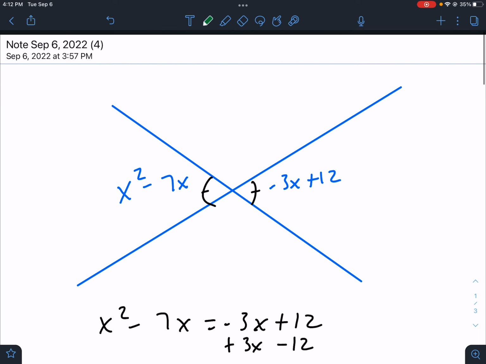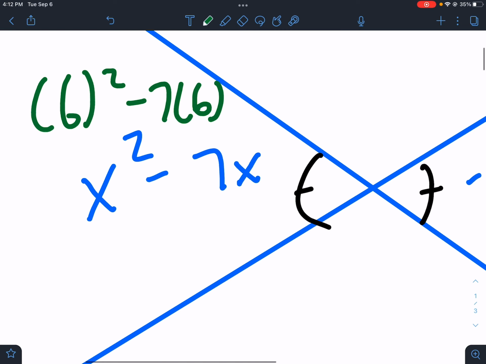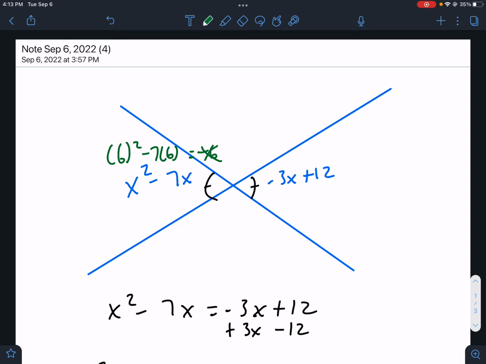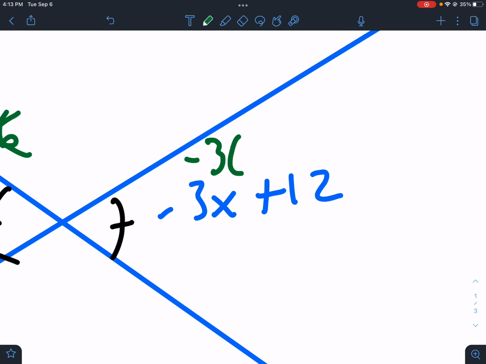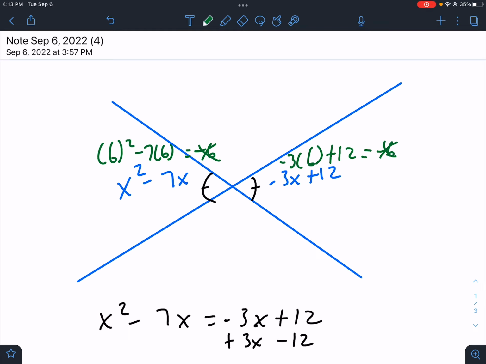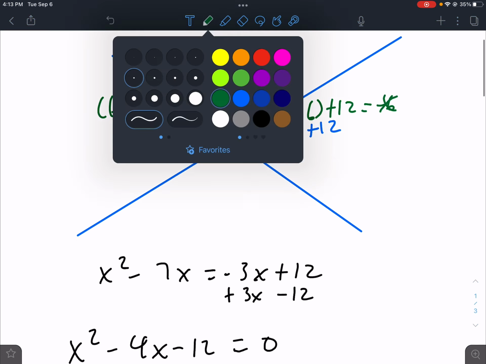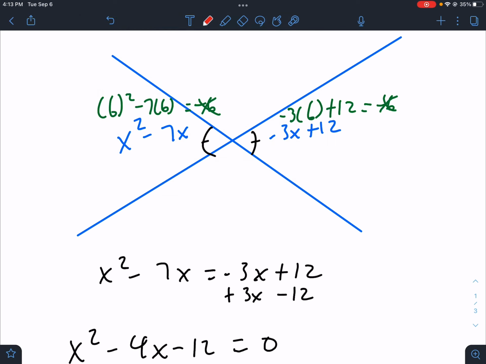So let's plug in 6. If I plug in 6, I would get 6 squared minus 7 times 6. Well, that's 36 minus 42. Ugh. That's -6. That won't do it. I'm going to go ahead and plug it in over here. -3 times 6 plus 12. I do this to check my answer. Do I get the same thing? -18 plus 12 is also -6. That doesn't work. So 6 cannot be my answer. An angle cannot be -6 degrees. It's out. It's not a reasonable answer.